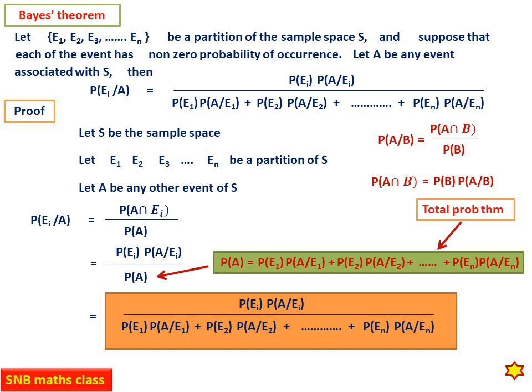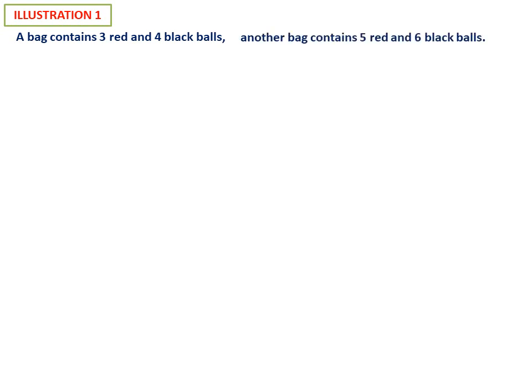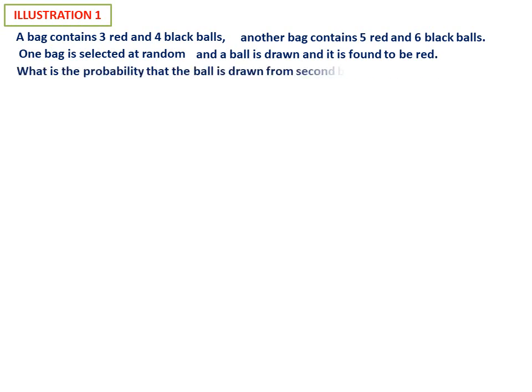So now let us work out a few examples. First example, illustration 1. A bag contains 3 red and 4 black balls. Another bag contains 5 red and 6 black balls. One bag is selected at random and a ball is drawn and it is found to be red. What is the probability that the ball is drawn from the second bag? So this is the question. Definitely it is a Bayes theorem problem. Students, please note here, Bayes theorem means reverse. So that you have to understand.